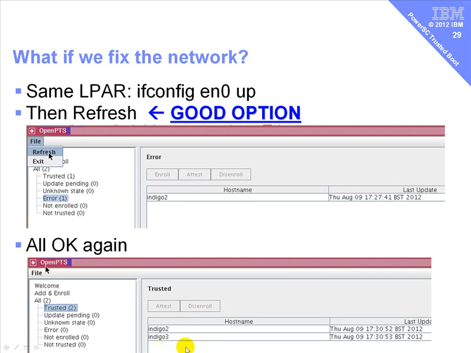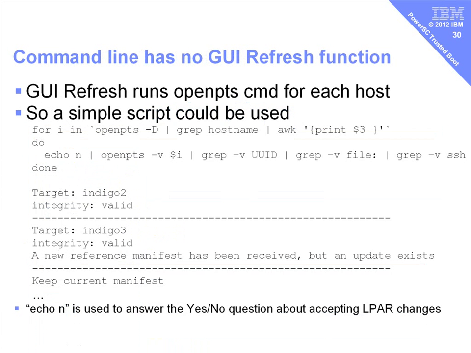That's pretty good. Now I really like this refresh option. It's the same as using the openpts -v command, but you have to run that on all of the collectors, all the LPARs you're connected to. There's no way of doing that to the whole lot, but then you could write a script. You collect the output of openpts -d, pick out the host names, and then use that to drive through the openpts -v.